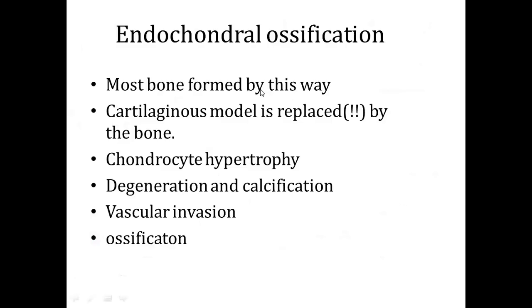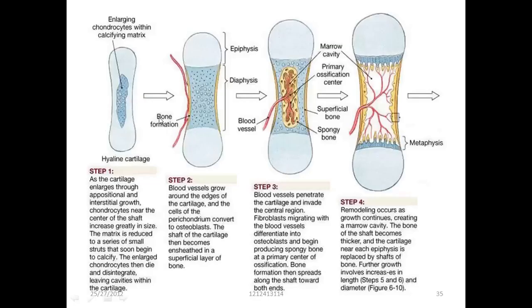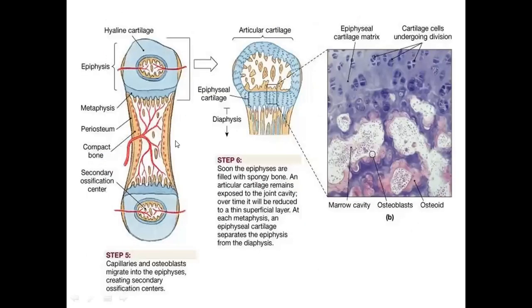Then endochondral ossification. Most bone is formed this way. The cartilaginous model is replaced by bone. Chondrocyte hypertrophy, degeneration, and calcification occur, then vascular invasion occurs, and finally this leads to ossification. This is how we can see the bone formation, how the blood vessels spread towards the bone marrow, the primary ossification center. And this is a spongy bone. Then here you can see the bone formation. With endochondral ossification, finally bone will be formed.